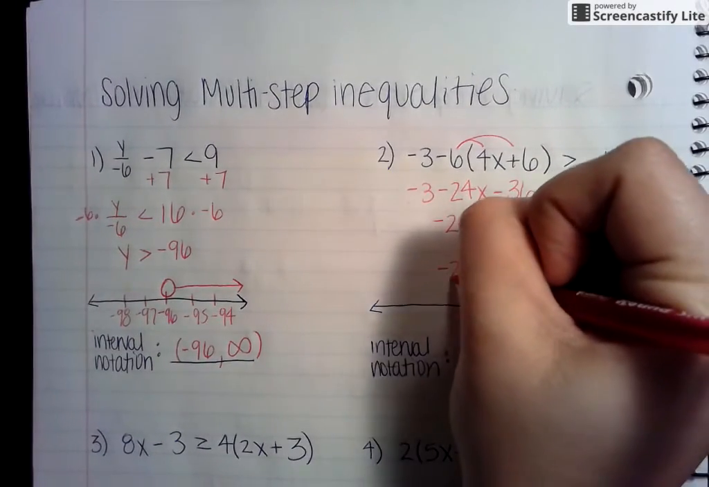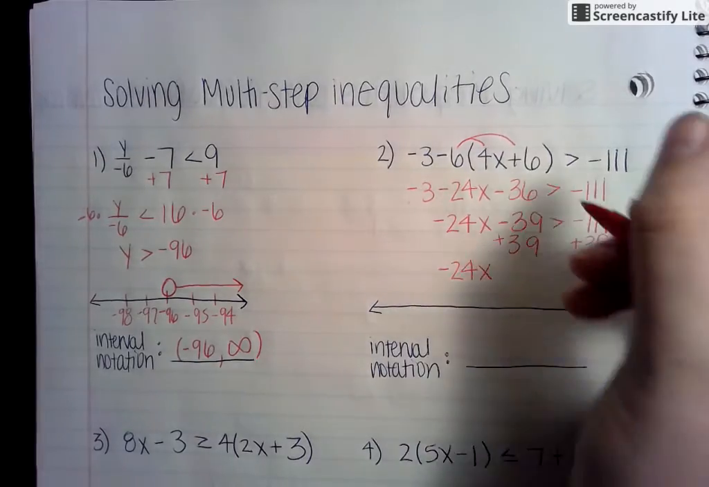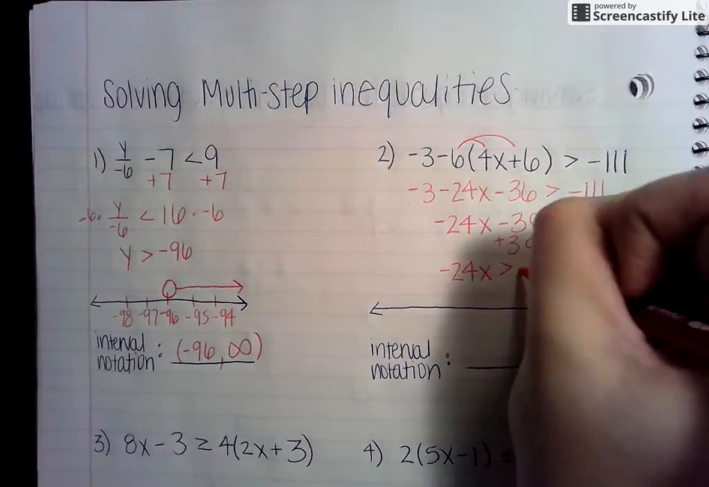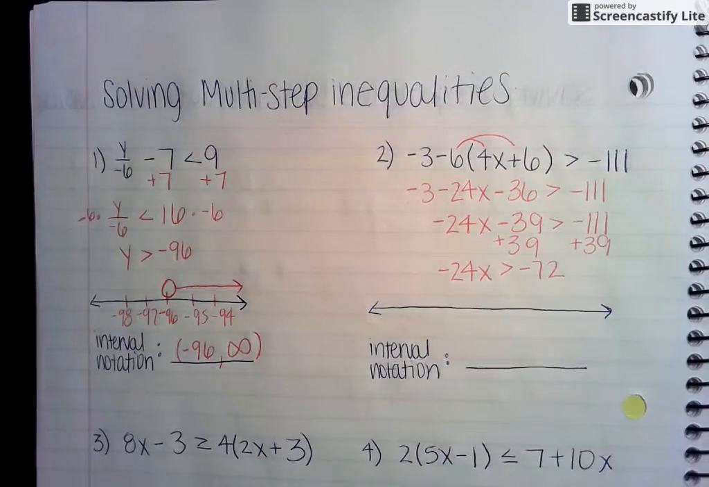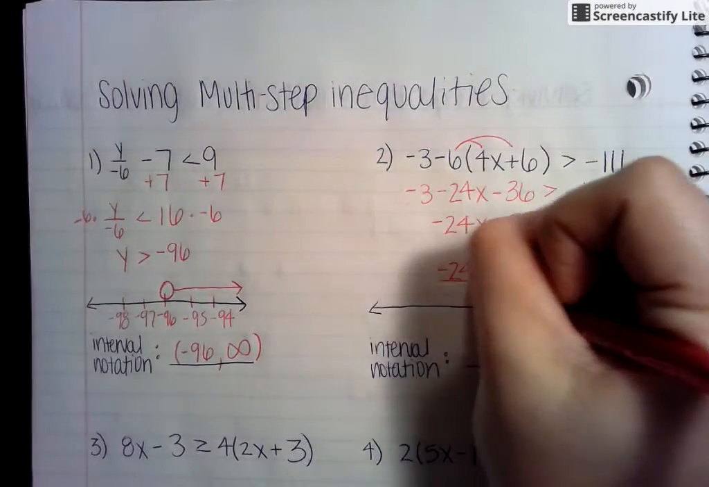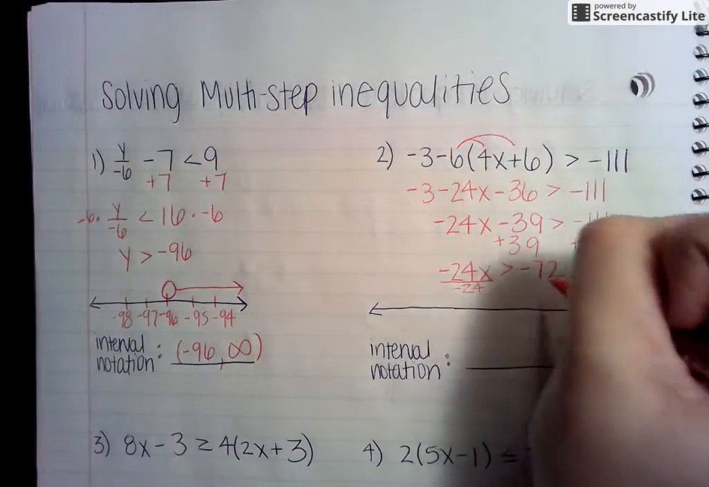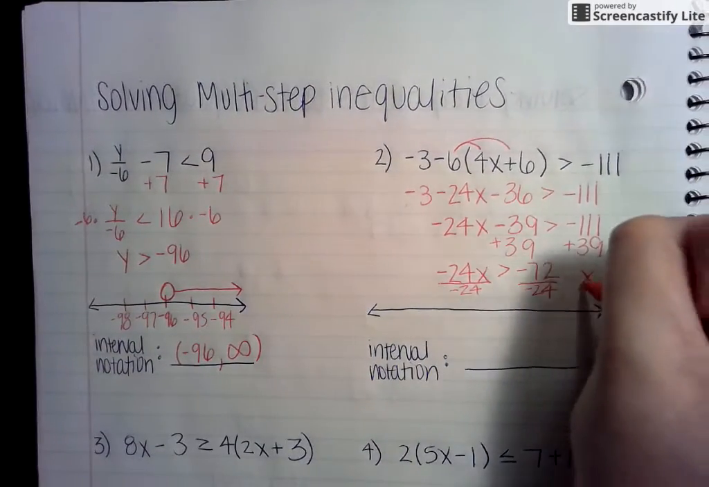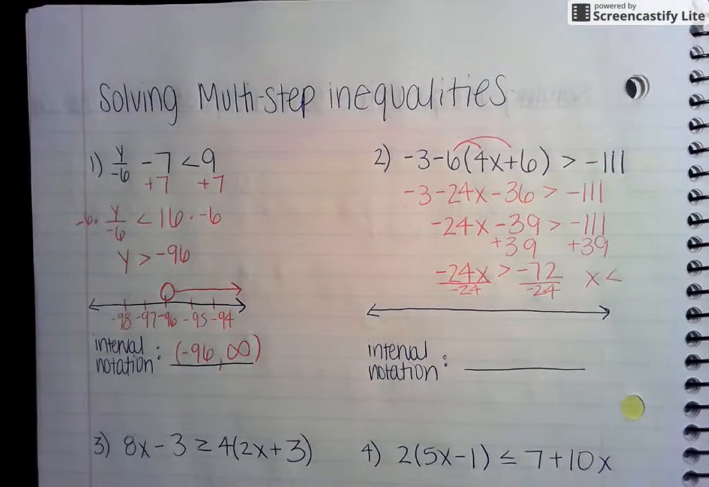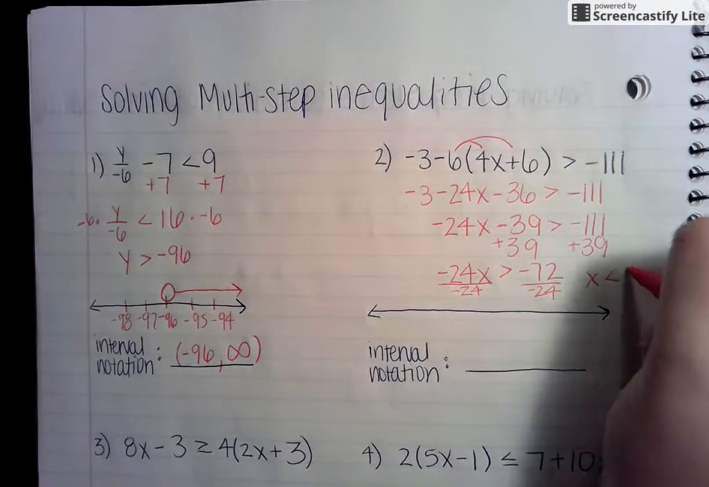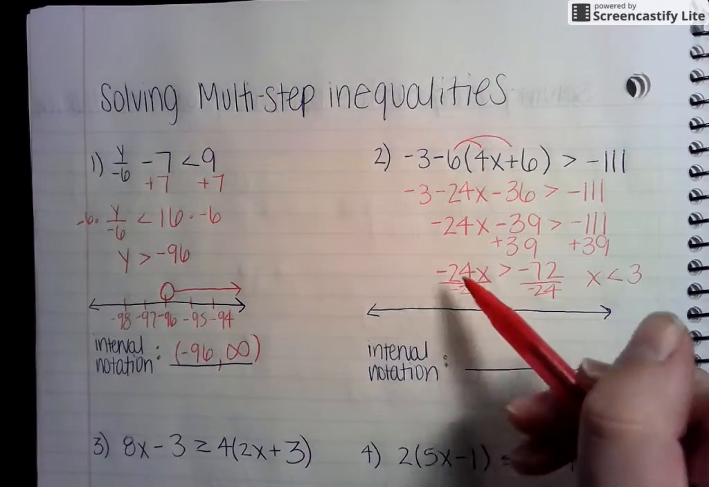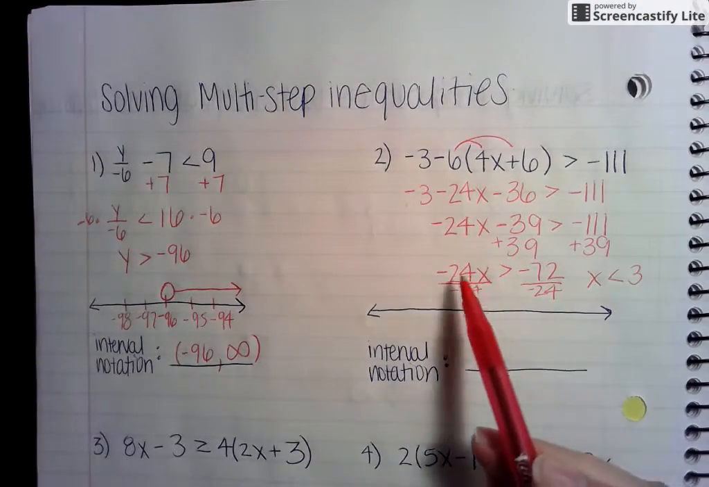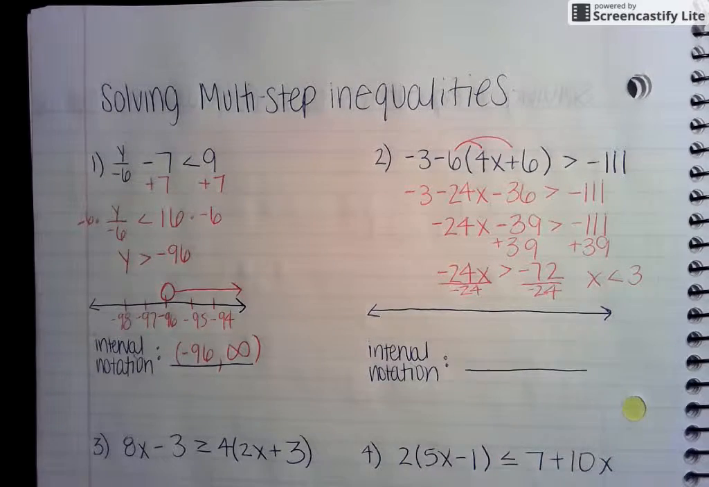So I have -24x is greater than -72. I'm going to divide by -24. So because we're dividing by a negative, we're going to flip the sign. So we have x is less than now a +3. Now, if this would have been a +24, you would not have flipped the sign, but because you're dividing by that negative, you have to flip the sign.